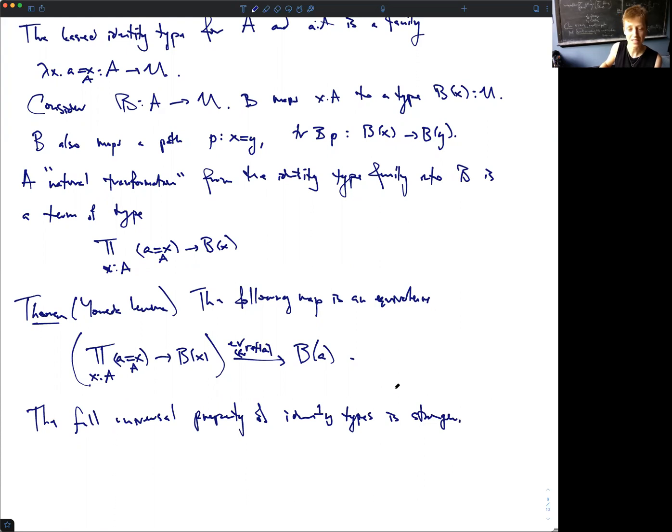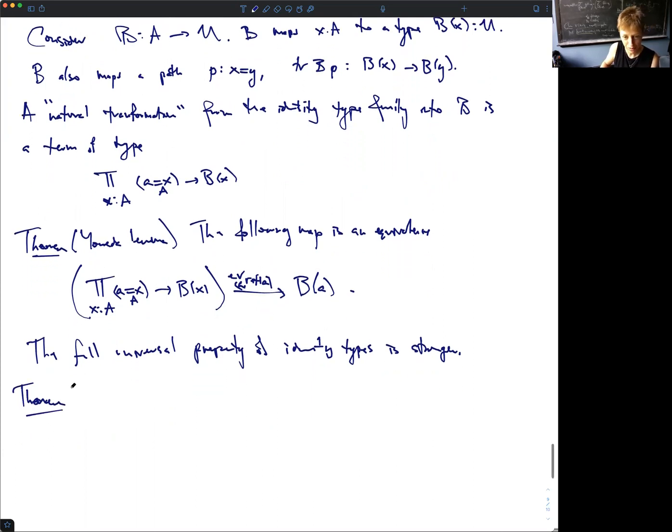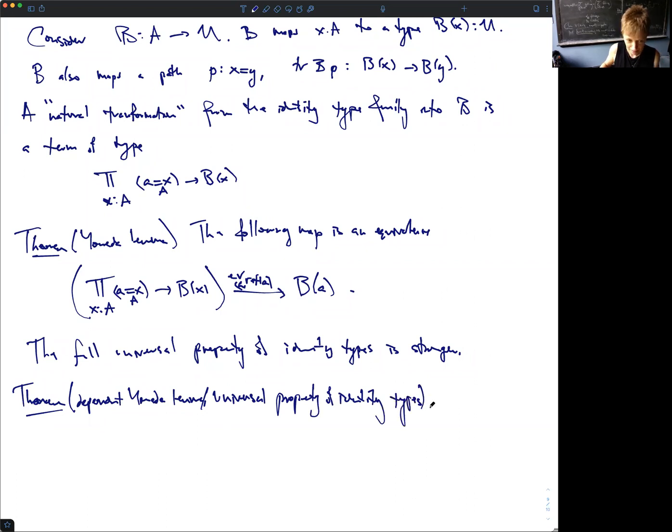This theorem is, again, a special case that's a little bit less dependent than the fully dependent case, which is the thing that will actually be easier to prove. So I'll call this theorem the dependent Yoneda lemma, slash, universal property of identity types. So pick your favorite name. Both names are equally descriptive of identity types. And here's the statement.